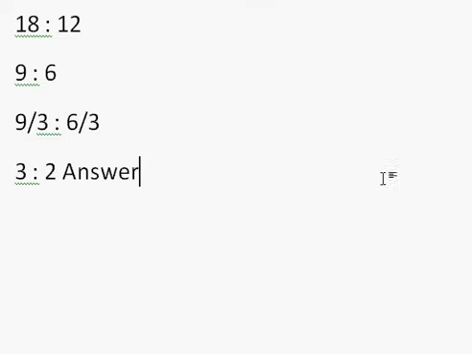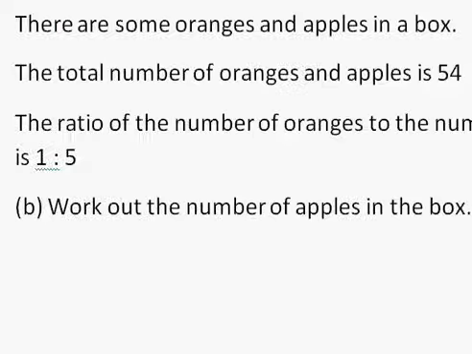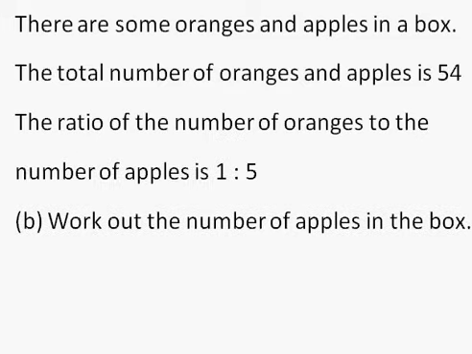This is very similar to the one we just did, so let's do our best. If you got the other one right, you should be okay with this. The total number of oranges and apples is 54. The ratio of the number of oranges to the number of apples is 1 to 5. Work out the number of apples in the box.